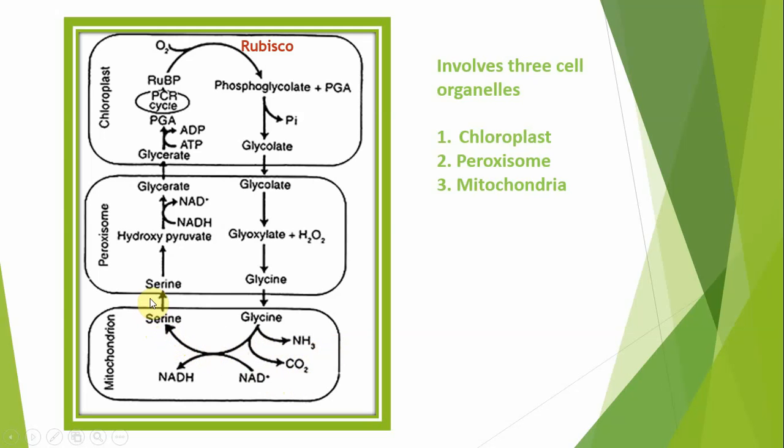The serine is transported back to peroxisome, where it is converted to hydroxypyruvate and glycerate, which again enters chloroplast and ultimately enters the Calvin cycle. So this phosphoglycolate has to travel and take a lot of time and ultimately get converted to glycerate and enter the Calvin cycle. So this process is taking time and also it is removing carbon dioxide and taking oxygen. So it is wasting of energy.